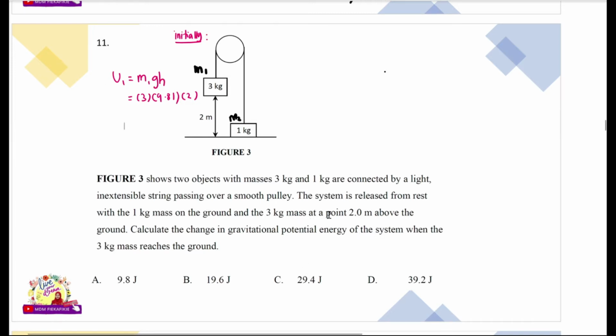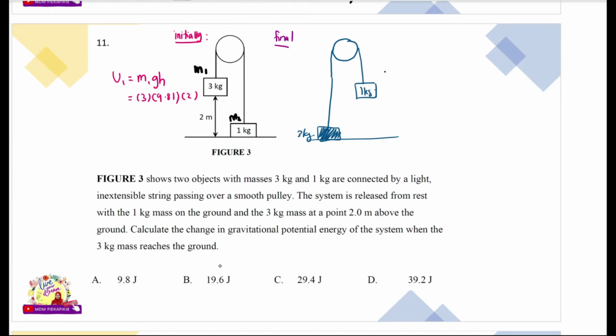Soalan kata apa lagi? The system is released from rest, with 1 kg mass on the ground and the 3 kg mass at a point of 2 meter above the ground. So we want to calculate the change in gravitational potential energy of the system when the 3 kg mass reaches the ground. Okay, so we need to draw the final condition. Okay, so let's say here, this is the condition, where this is the mass of 3 kg, which is on the ground. Okay, this is 3 kg mass and this is 1 kg mass.